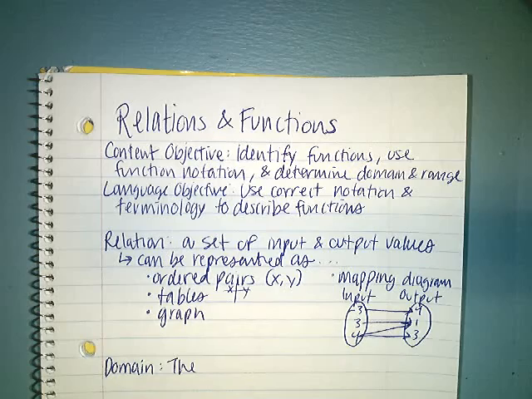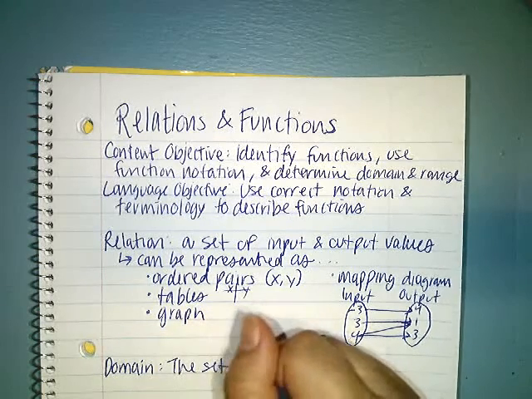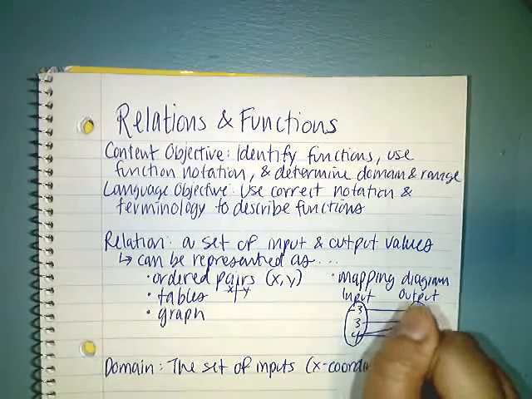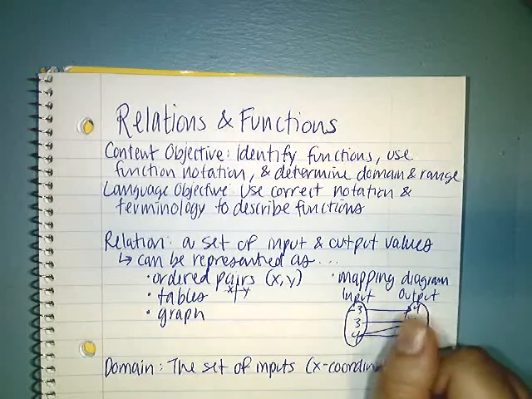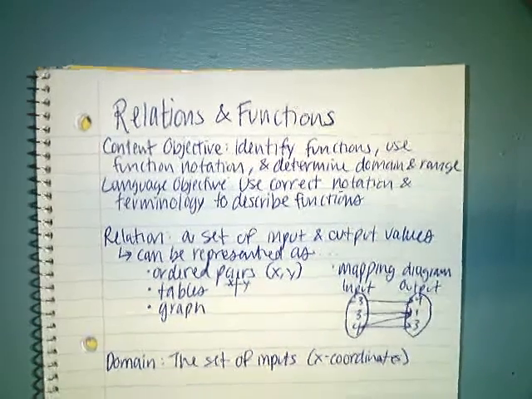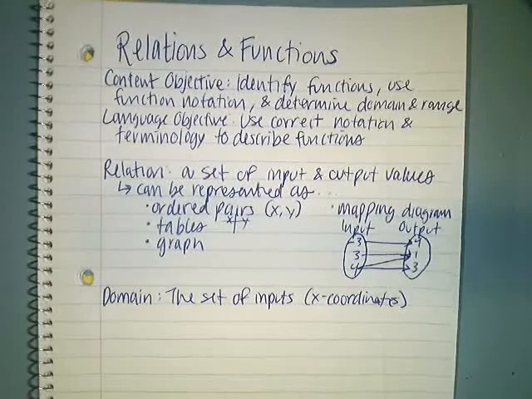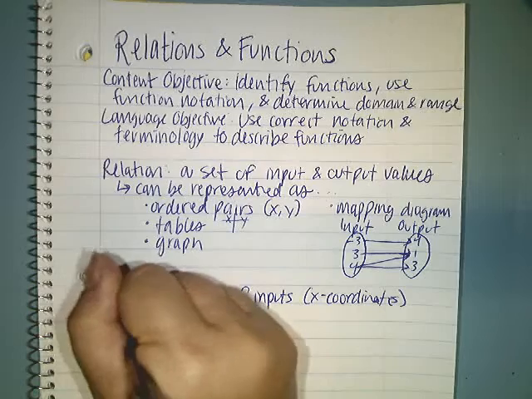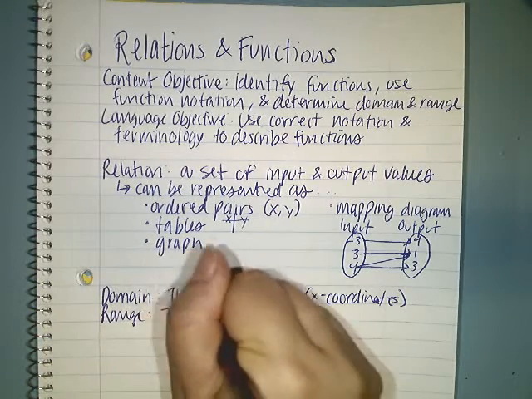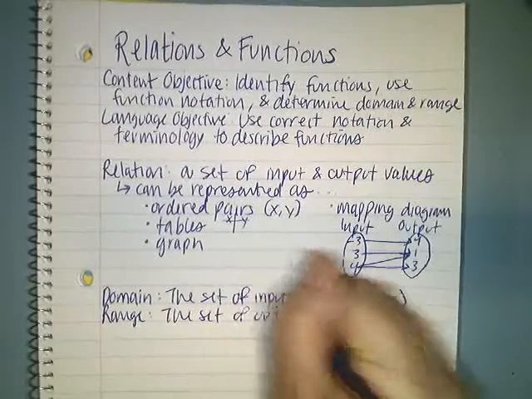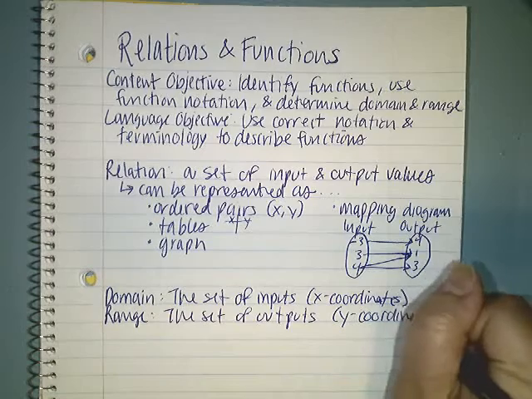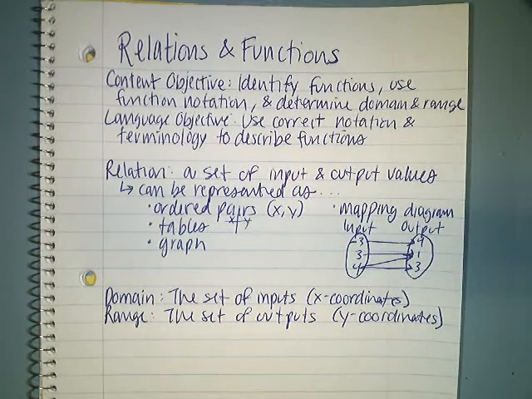So the domain is the set of inputs, or as we will often use for a variable for inputs, x coordinates. So we will not always use x to represent our inputs, but we often do. So I'm putting that as a reminder. Your domain is usually your x values or the set of inputs. Your range is the set of outputs, or as we'll often see, the y coordinates, the y values.